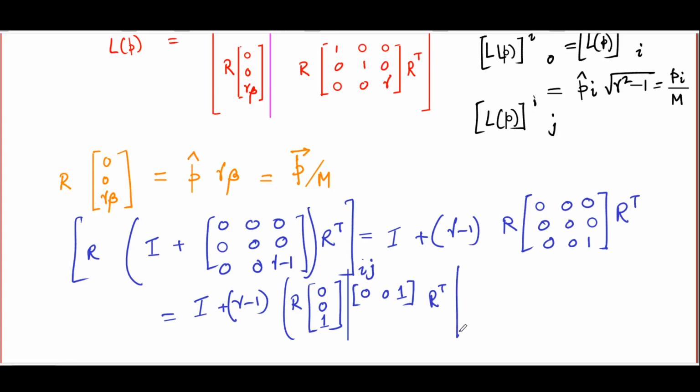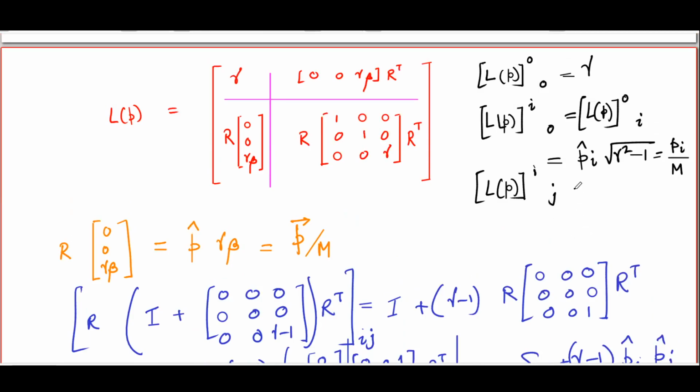It's going to be the ijth component of this whole thing, which is delta ij coming from here, plus gamma minus 1 times the ijth component of the product of this column vector with elements P hat 1, P hat 2, P hat 3, and this row vector with elements P hat 1, P hat 2, P hat 3. A moment's thought would convince you that this product is nothing but this. So that gives us the final part of the matrix. L(P) hat ij is actually delta ij plus gamma minus 1 times P hat i, P hat j.